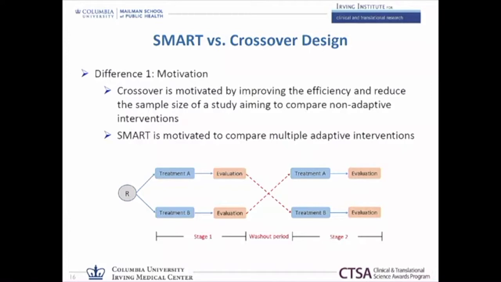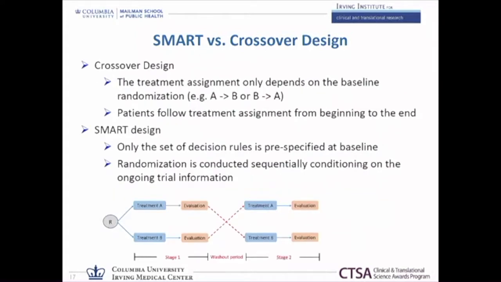However, SMART is designed to compare multiple adaptive interventions, which is different from crossover. Also, in the crossover design, the treatment assignment only depends on the baseline randomization. In this case, patients receive either sequence A to B or sequence B to A, but which sequence the patient follows completely depends on the baseline randomization. Once the trial has started, we never change it unless the patient drops out.